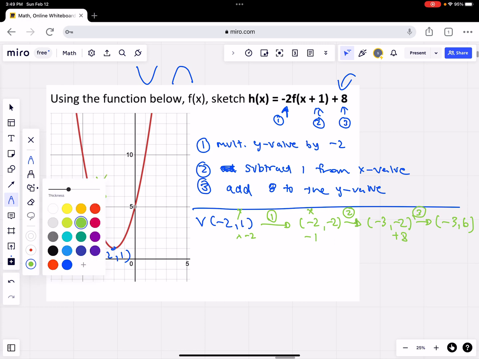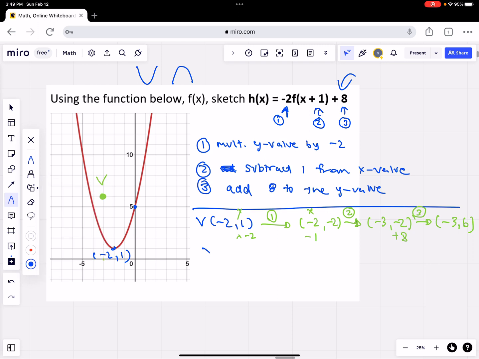And then 1 point is not good enough, so let's grab that y-intercept 0, 5, and then apply the same transformation rules. Number 1, multiply the y value by -2. So I'm getting 0, -10. Step 2, subtract 1 from the previous x value. So I'm getting -1, -10. Step 3, add 8 to the y value. So -1, -2. That was the last step.